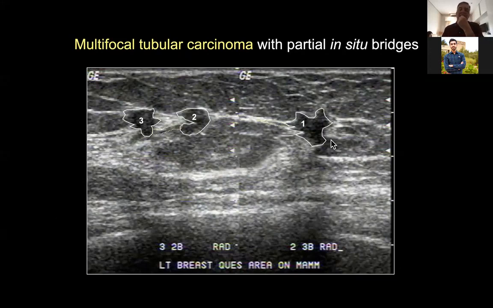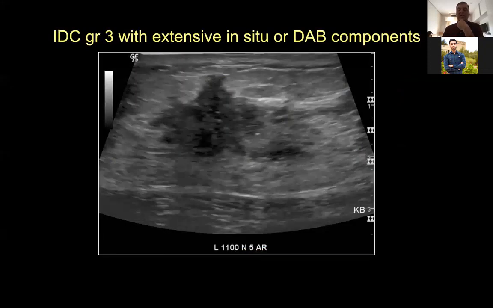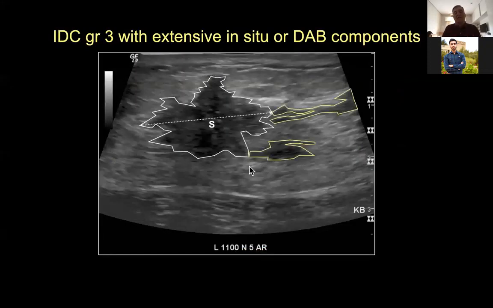My maximum diameter is going to be the index maximum diameter. And the extent is going to be the outside dimension between AAB number 1 and AAB number 3. This has really extensive DCIS components. Again, big difference between the size and extent.